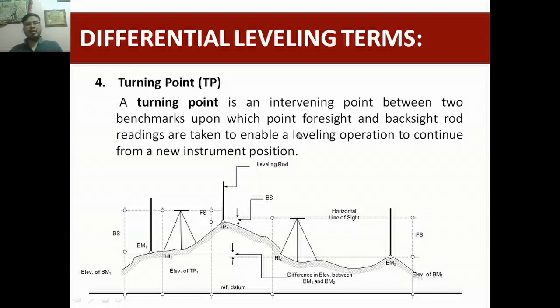The purpose of a turning point is to enable a leveling operation to continue from a new instrument position. Okay? So for example, if it's too far to sight from here, we can no longer see benchmark 2, so we need a turning point. It is an intervening point in which foresight and backsight readings are taken so we can move into a new instrument position. That is why it is called a turning point.